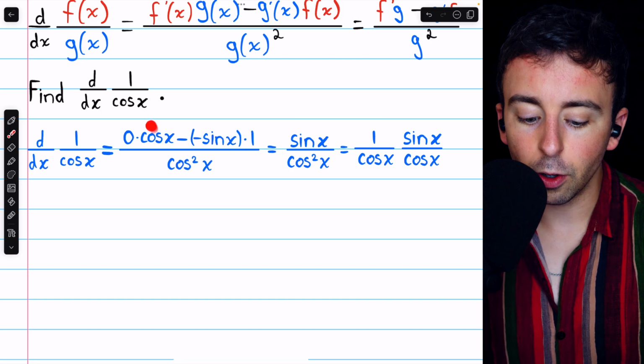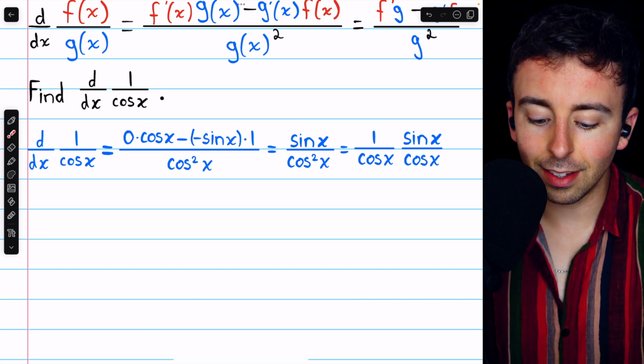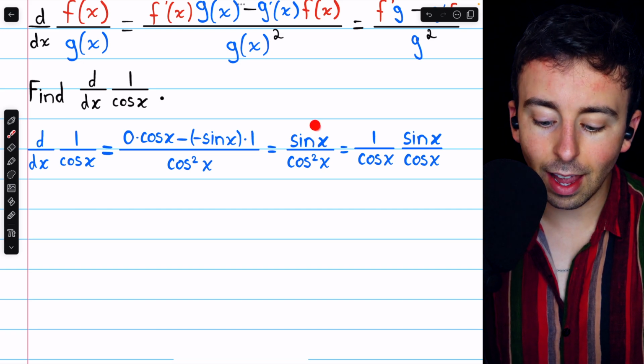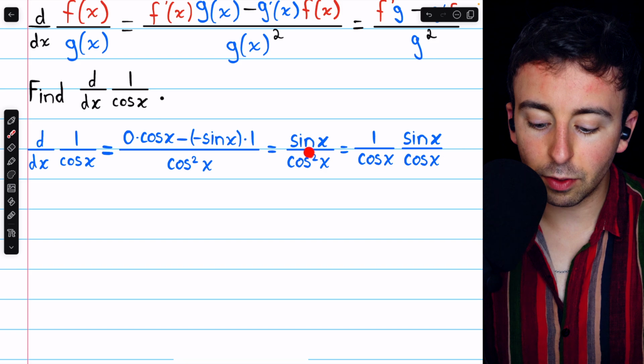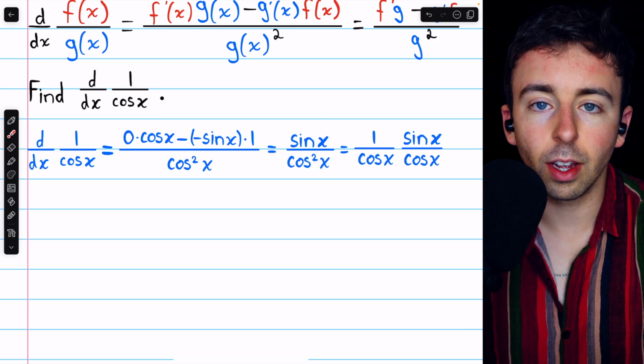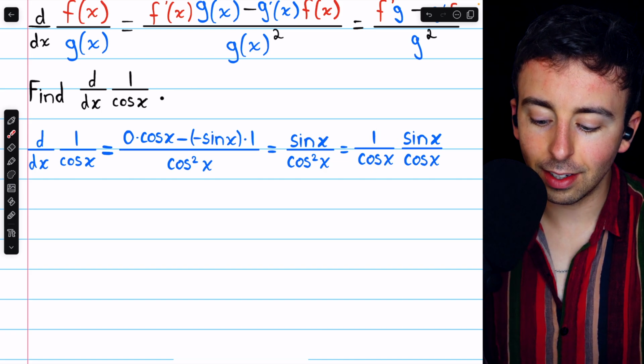Then in the numerator, we have 0 plus, because minus minus, that's plus sine x. So this is sine x divided by cosine squared x. In the denominator, we have 2 factors of cosine, since it's cosine squared. So we can take 1 out as 1 over cosine x, and that just leaves sine x over cosine x remaining.